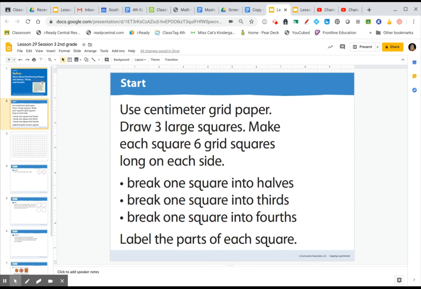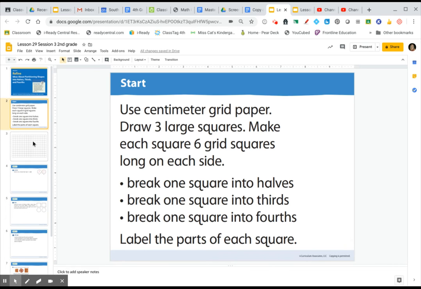To start today, we're going to use centimeter grid paper. If you do not have grid paper, there was some in the classroom that could be copied if you could do that. If not, a journal page will work just fine. So make sure you have paper and pencil, something to write with. We're going to make each square 6 grid squares long on each side. Break one square into halves, one into thirds, and one square into fourths. Label the parts of each square.